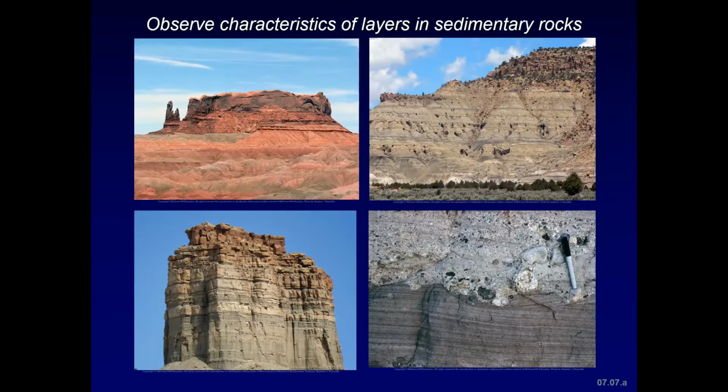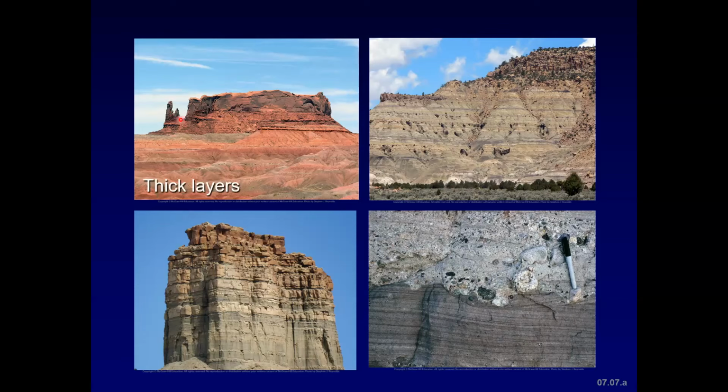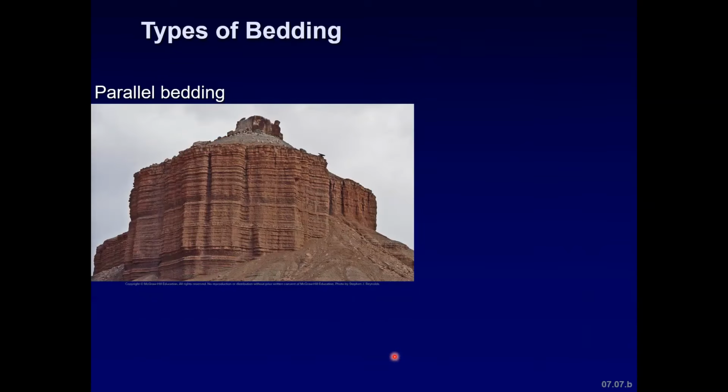We'll look at different characteristics of layers in sedimentary rocks. Starting off, we have thick layers in Arizona, thin layers in northwestern New Mexico, gradational boundaries, where rocks gradually change, like these in Colorado, and then a sharp and abrupt boundary and change in rocks from Southern California. These are just examples.